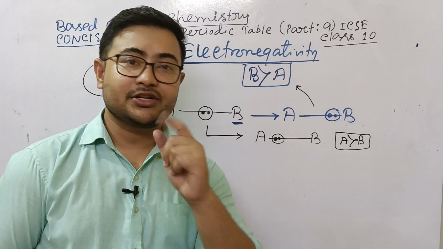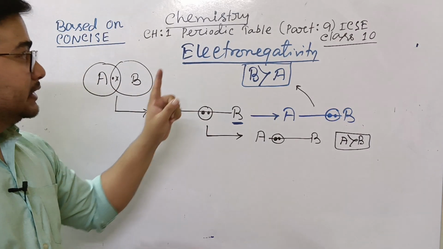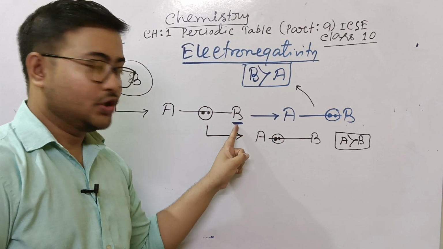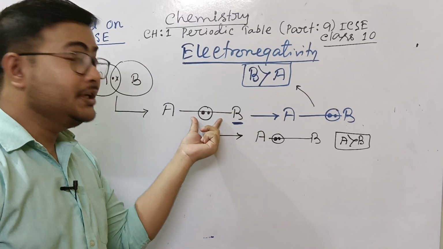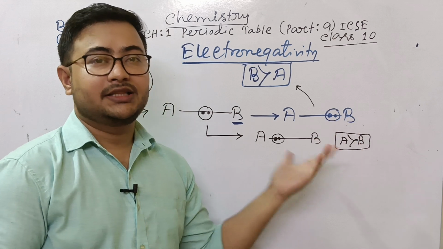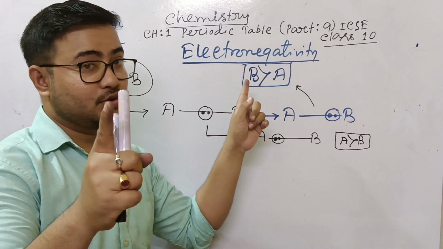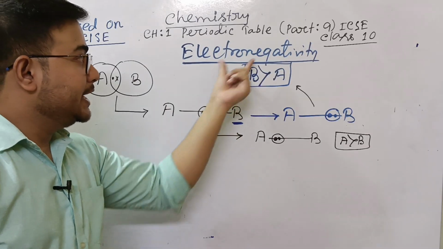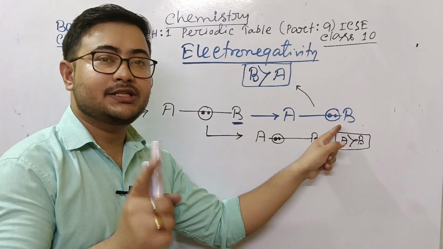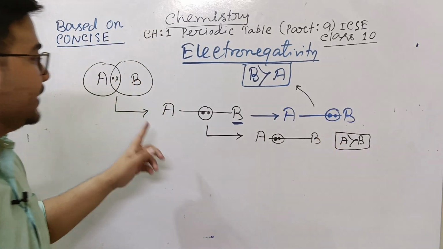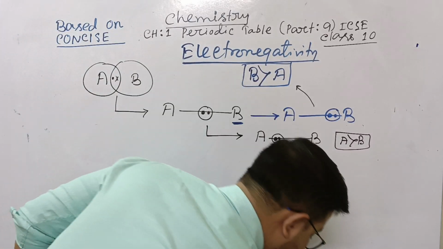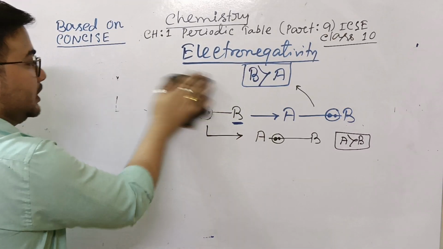So what is the definition of electronegativity? Electronegativity is the tendency of an atom to pull the bonded pair of electrons towards itself. Done. This is the definition of electronegativity. Note it down. Again I'll tell: electronegativity is the tendency to pull the bonded shared pair of electrons towards itself. Okay, now you can give an example to anyone. This is the concept of electronegativity.